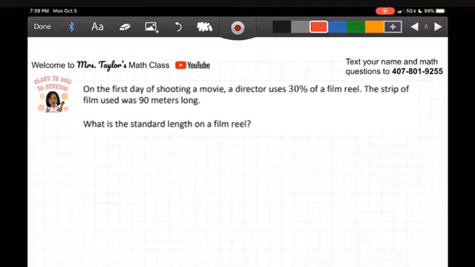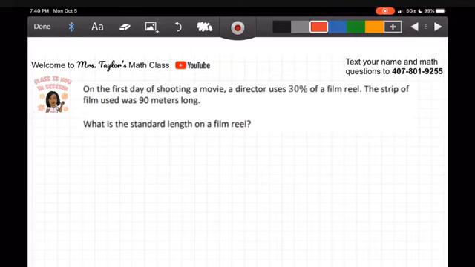Let's do another problem. On the first day of shooting a movie, a director uses 30% of a film reel. The strip of the film used was 90 meters long. What is the standard length of the film reel? So we got to do a couple of things here. First, we got to figure out what does all this mean. So let's go to this part here.